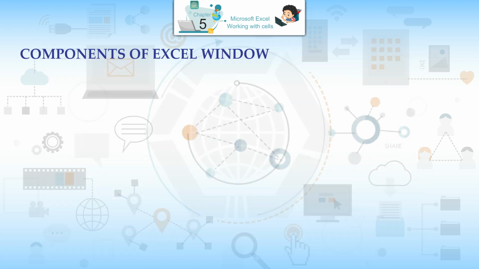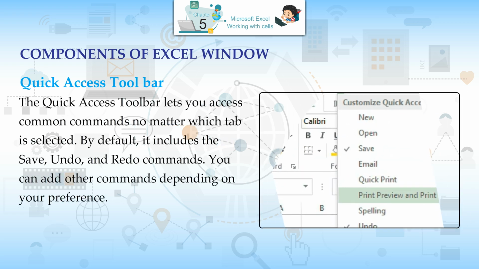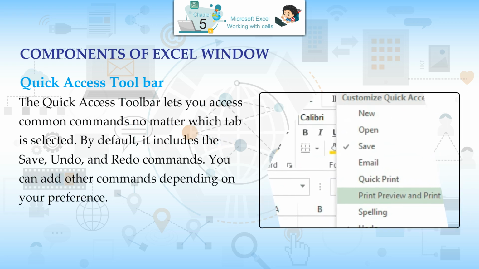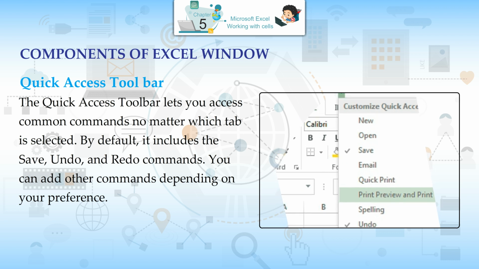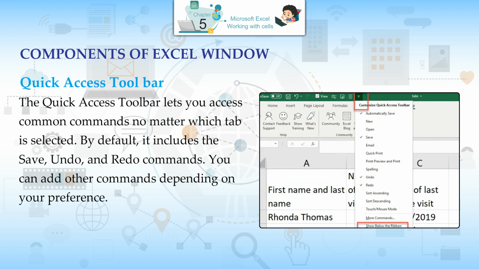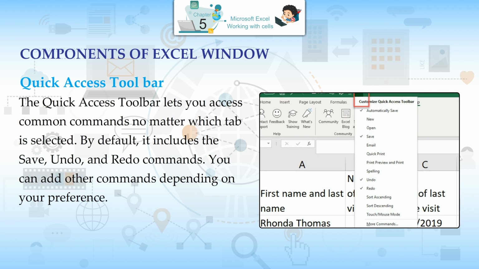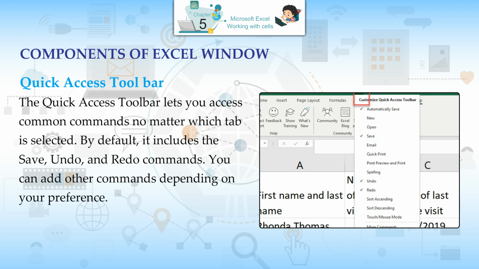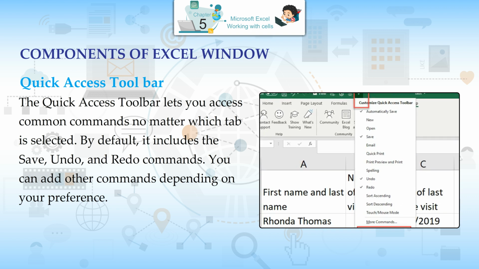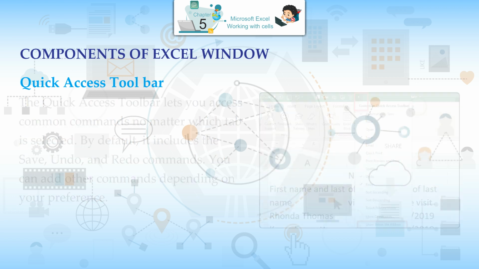Components of Excel window. Quick Access Toolbar. The Quick Access Toolbar lets you access common commands no matter which tab is selected. By default, it includes the Save, Undo, and Redo commands. You can add other commands depending on your preference.